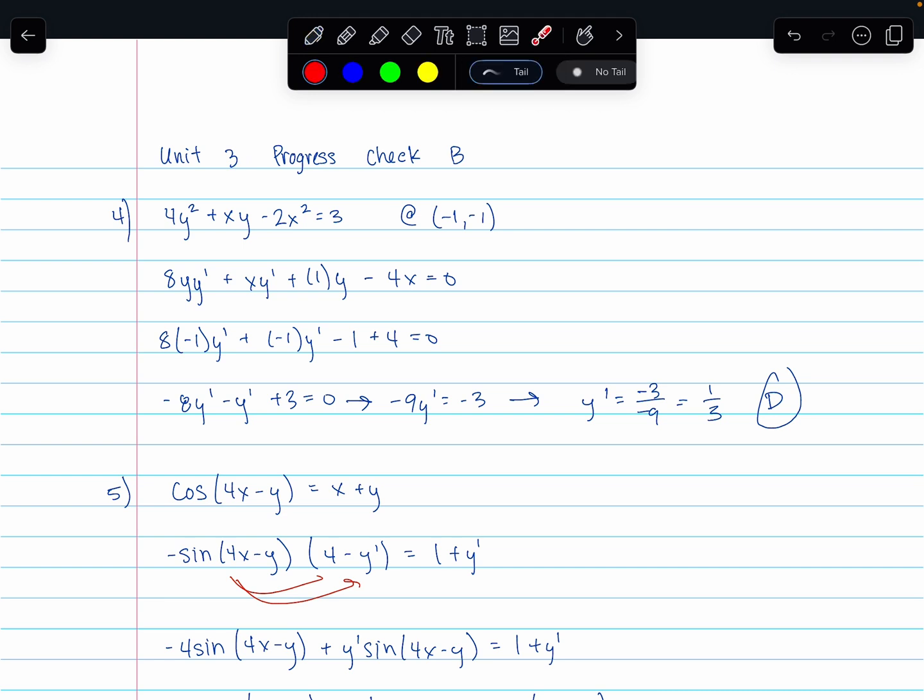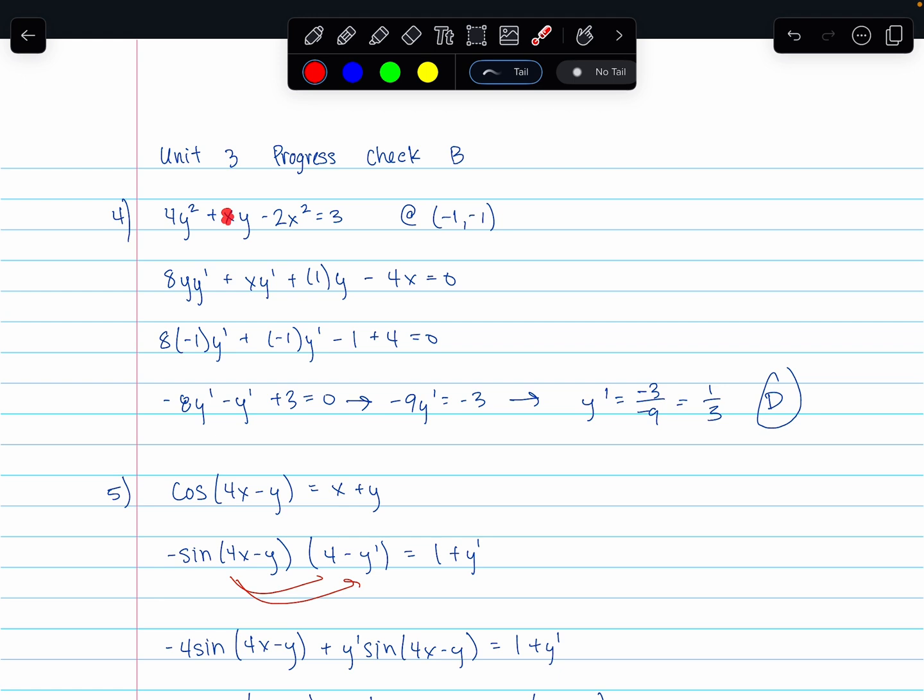So if you're looking at the first one, question 4, where it gives you 4y squared plus xy minus 2x squared equals 3, and you're trying to find the slope of the line tangent to that curve at the point (-1, -1). So basically you're finding the derivative at the point. So we're going to use implicit differentiation. The derivative of 4y squared is going to be 8y times y prime. Okay, and then we're going to take the derivative of this right here, but the derivative of this is going to require the product rule.